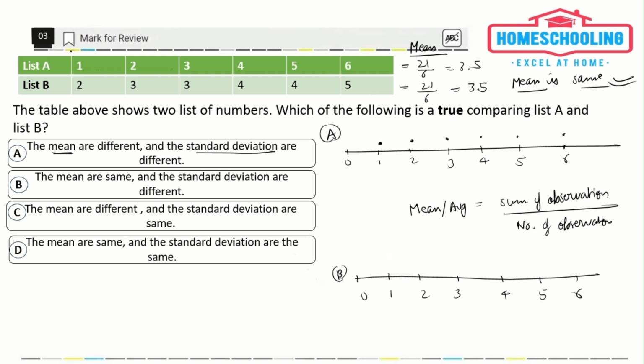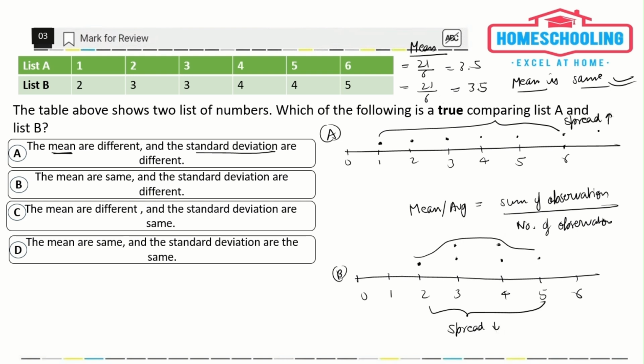In list B, as we can see, there is no data point at 1. We have one data point at 2, two data points at 3, two data points at 4, and one data point at 5. So as we can see, list A has a spread from 1 to 6, and list B has a spread from 2 to 5. So list B has a lower spread comparatively, and list A has a higher spread.